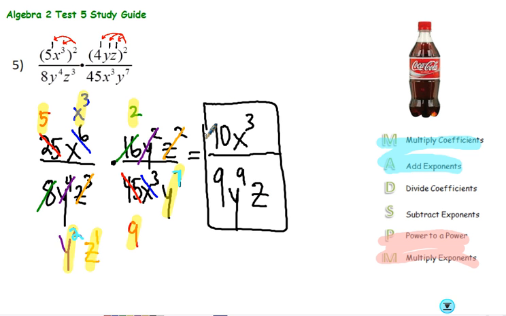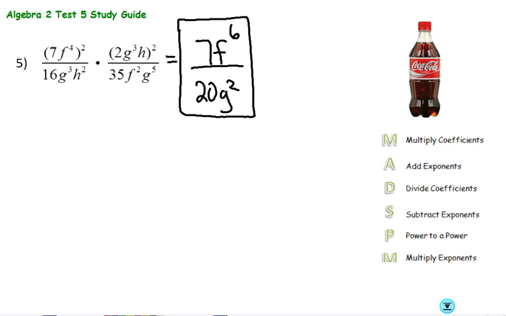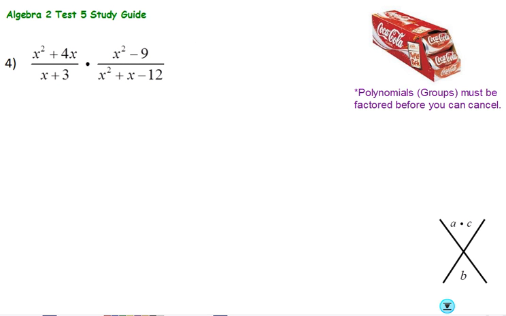All right, go ahead and pause now. Try number 5 on the right side. Hopefully you're feeling pretty good about this at this point. Welcome back. Let's check your next answer. So for number 5 over there on the right side, you should have got 7f to the 6th power over 20g squared. And again, if you got it right, great. If you did not, try to figure it out or ask for some help.